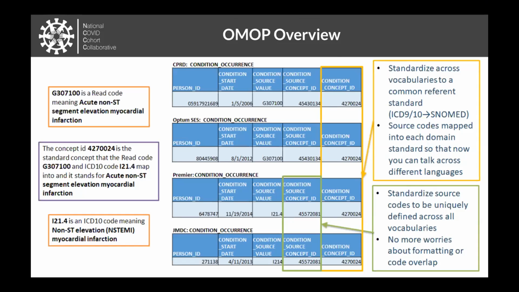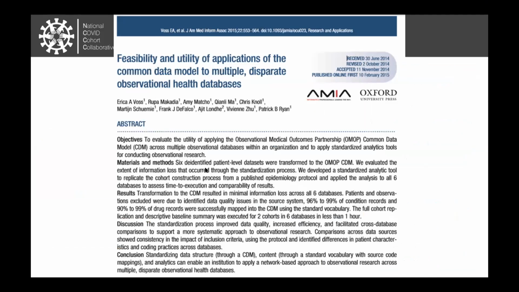And then I have just a quick example. If you go to the next slide, this is a really nice paper from JAMIA, showing how you can apply the common data model to many different observational health databases and start to visualize similar things across those databases. If you go to the next slide.